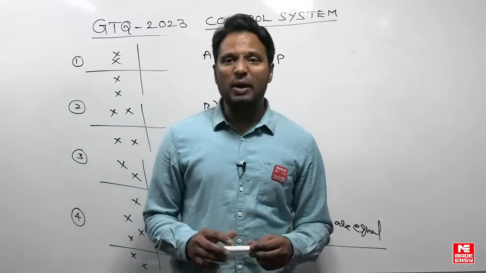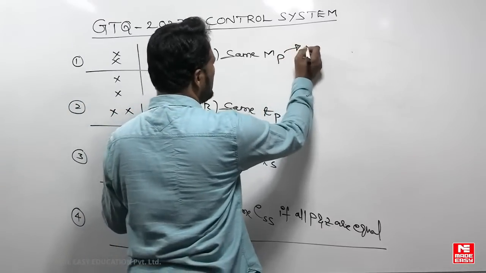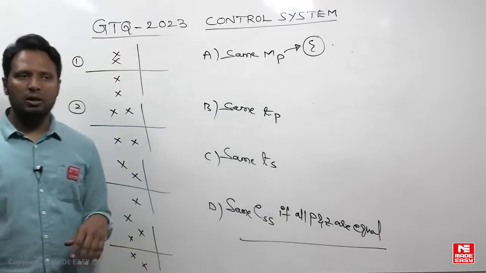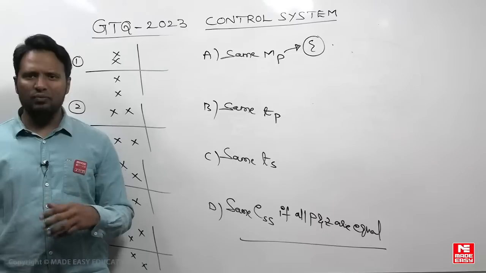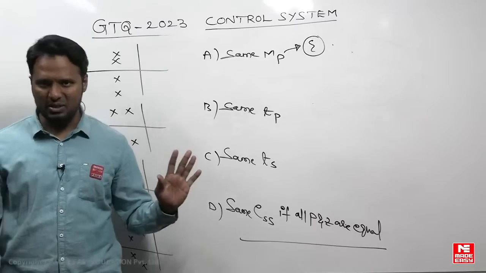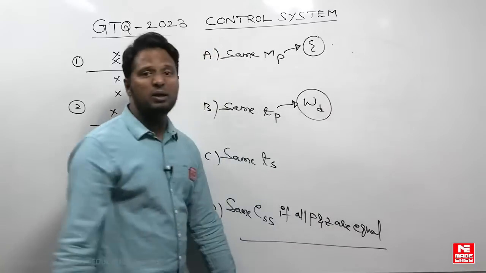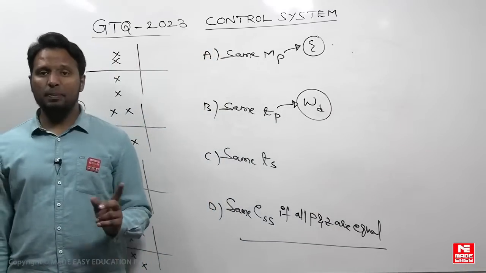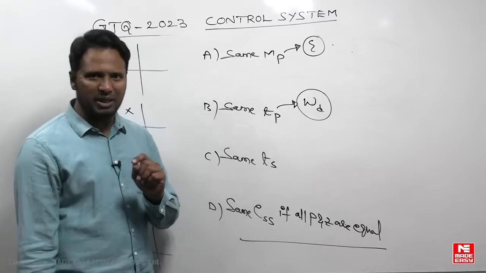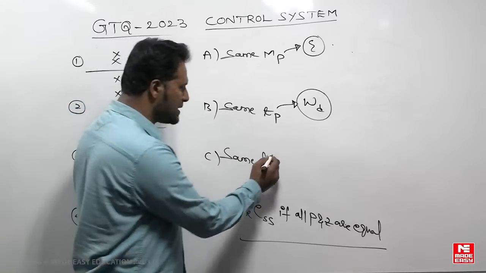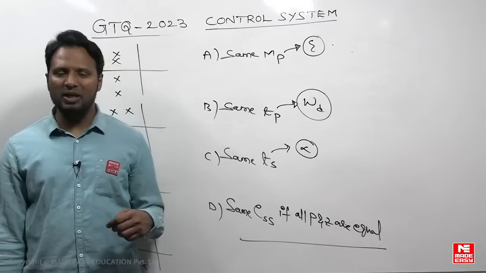See, for two systems to have same Mp, they should have same zeta, because Mp depends on zeta. Mp also depends on the input amplitude, and we are considering the input amplitude to be the same for both systems. For two systems to have same Tp, they should have same omega d, because Tp is n pi by omega d. Here n and pi are constant, so it is omega d that matters. For two systems to have same settling time, they need to have same alpha, because settling time of a second order system is 4 by alpha for 2% tolerance.